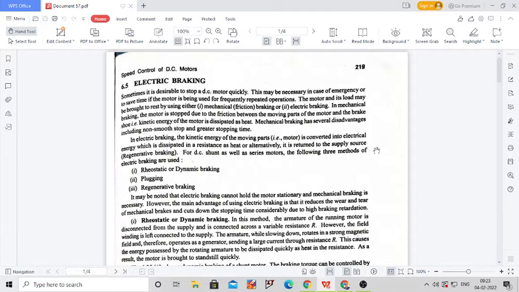Now there are different ways by which we can apply braking for the motor. There are two general ways. One is mechanical braking, also known as frictional braking, and the other is electric braking. In mechanical braking, the motor is stopped due to the friction between moving parts and the brake shoe. The braking techniques implemented in vehicles are generally mechanical braking techniques.